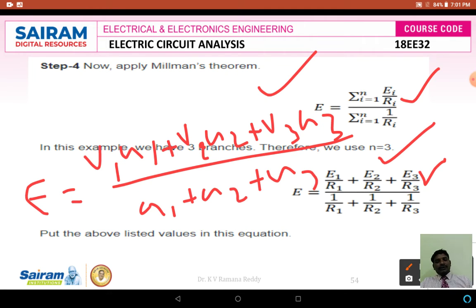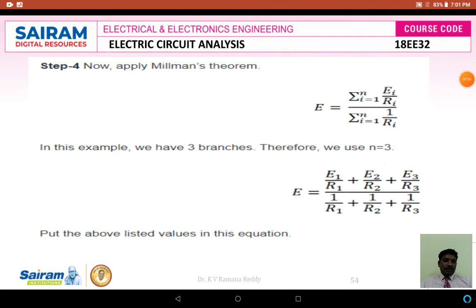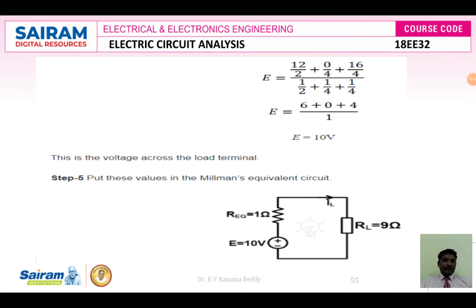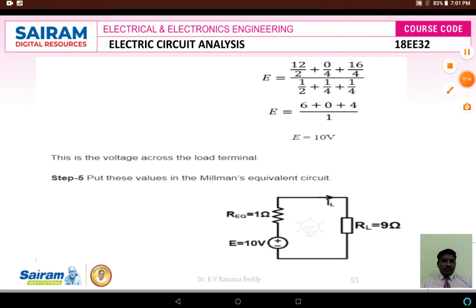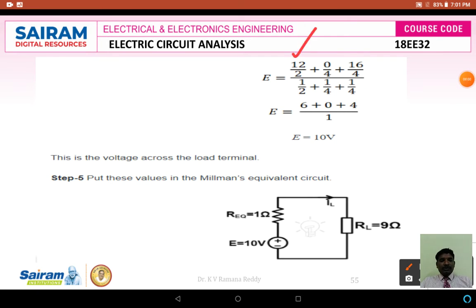We can use any one formula and substitute all the data whatever we have. Now I am going to substitute: E is equal to 12 by 2 plus 0 by 4 plus 16 by 4, divided by 1 by 2 plus 1 by 4 plus 1 by 4. Here 12 by 2 becomes 6. 0 by 4, anything with 0 is 0. 16 by 4, 4 fours are 16, so 4.